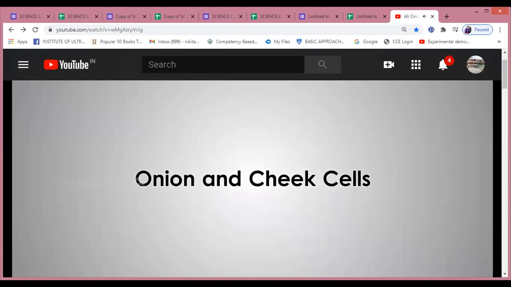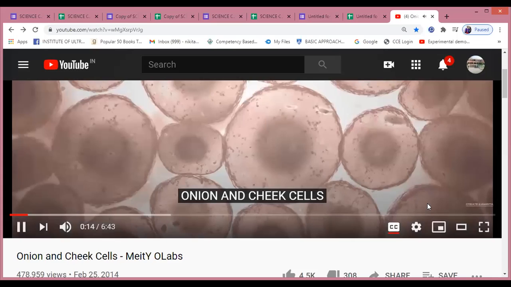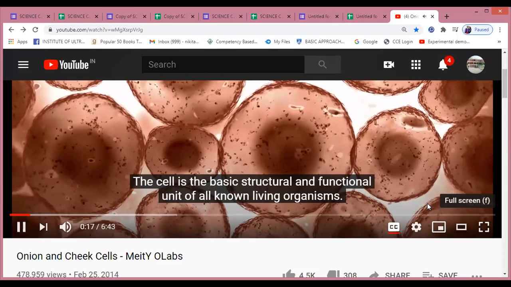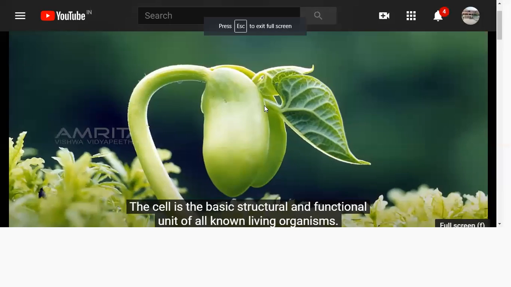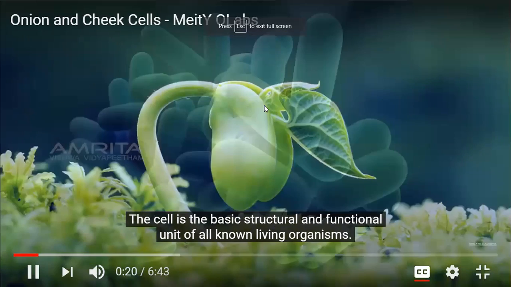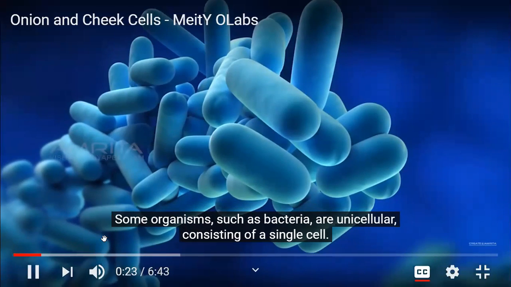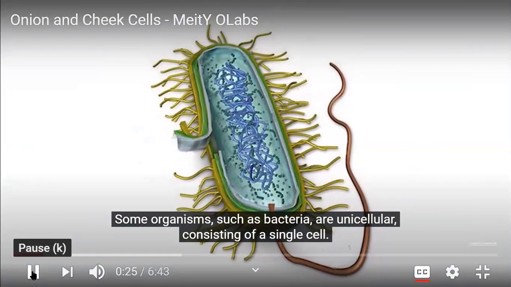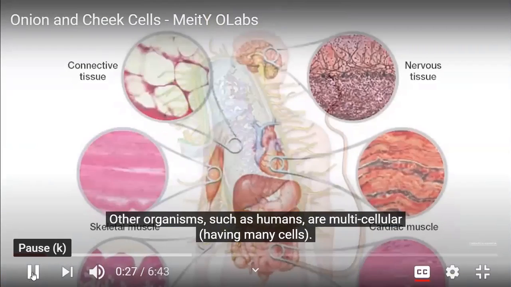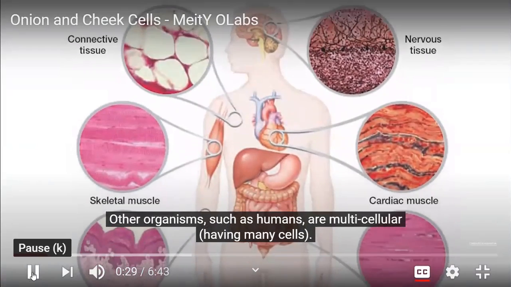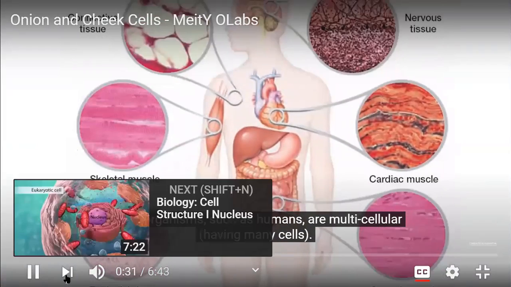and cheek cells. The cell is the basic structural and functional unit of all known living organisms. Some organisms, such as bacteria, are unicellular, consisting of a single cell. Other organisms, such as humans, are multicellular, having many cells.